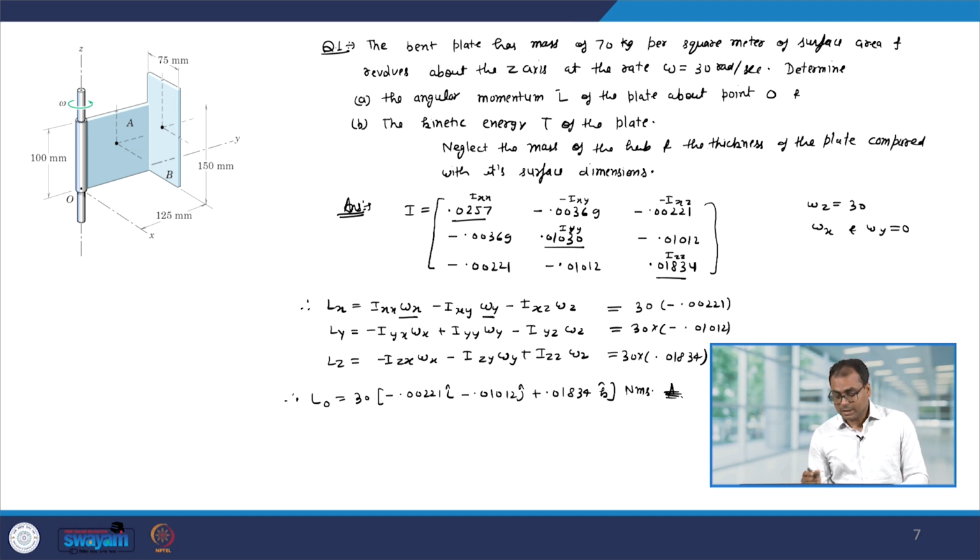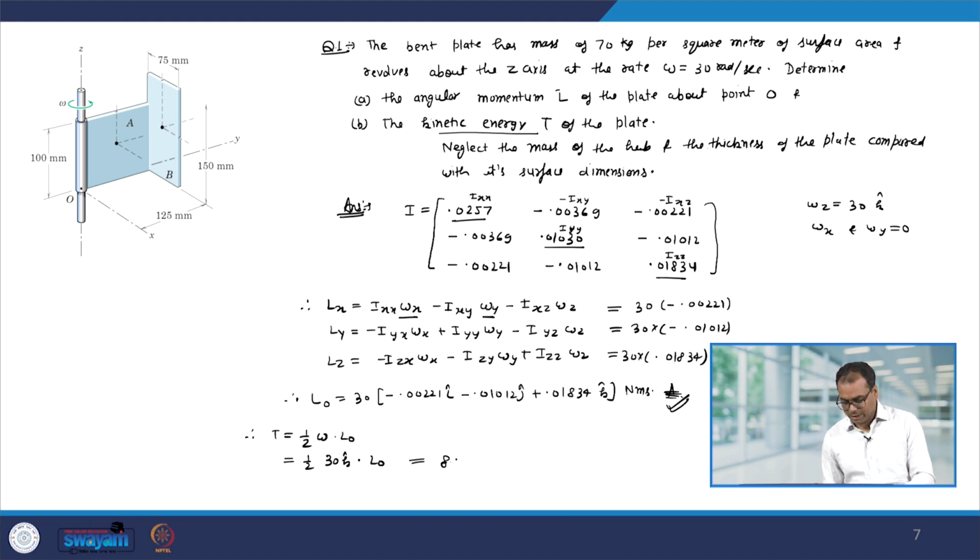Okay. Now, let us find out the kinetic energy T of the plate. Since this plate is making a fixed axis rotation, the kinetic energy T will be half omega dot L_O, and L_O we have found out, omega is also known, this is 30 k. So, it will be half 30 k dot L_O, and L_O is here. So, this comes out to be 8.250.